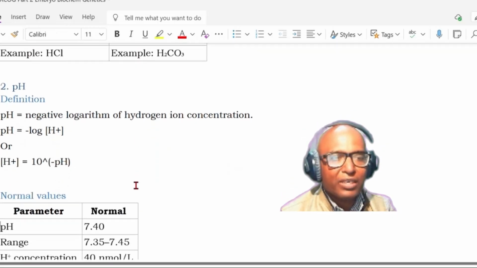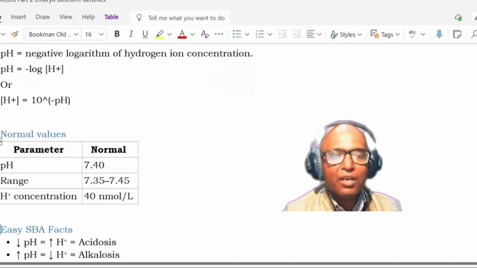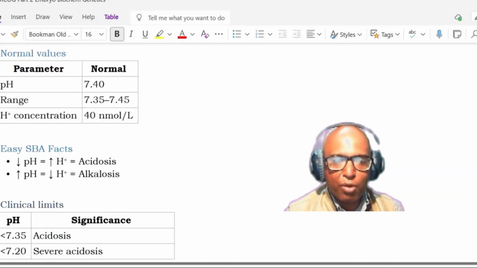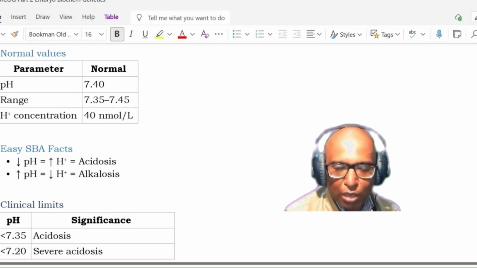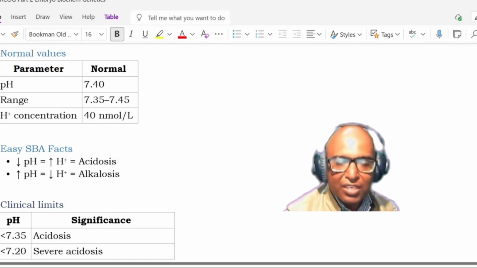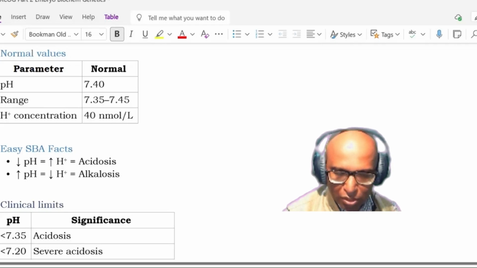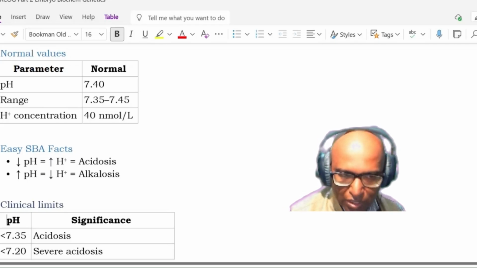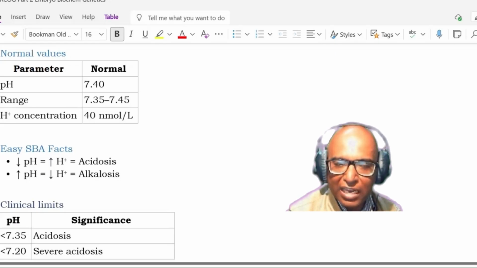So what are the values you should know? Normal pH: what is the normal body pH? 7.4 is the normal value, but it has a range, that is 7.35 to 7.45. You have to know this because in all the questions, these values are important. And hydrogen ion concentration is 40 nanomoles per liter.